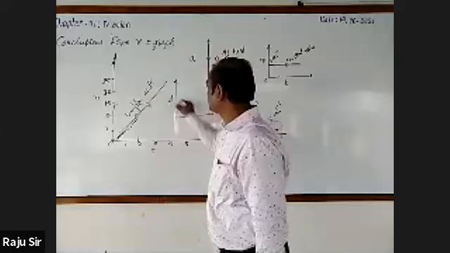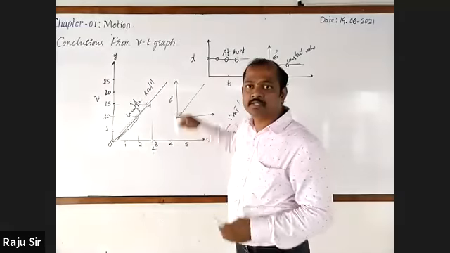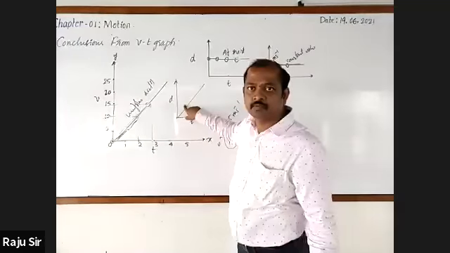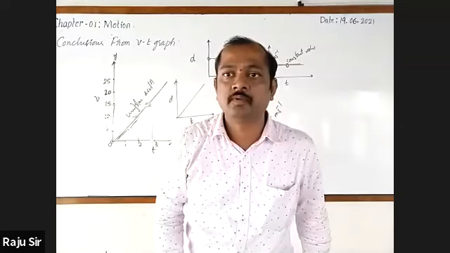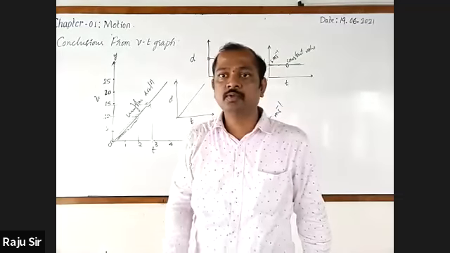Observe. This is a DT graph. If I draw a line, what does this straight line indicate? Uniform velocity. Uniform velocity. Good. Abhinandan, you are looking good.